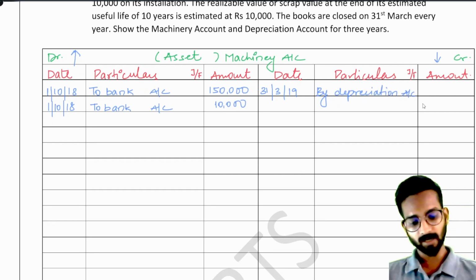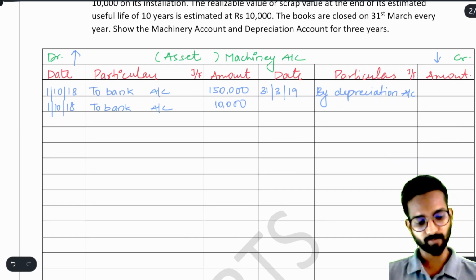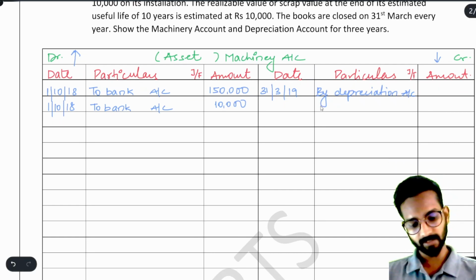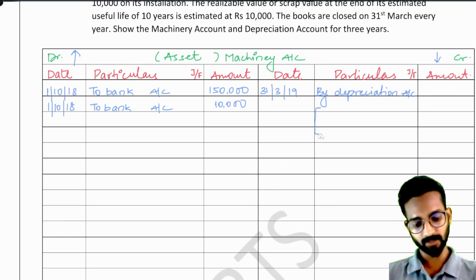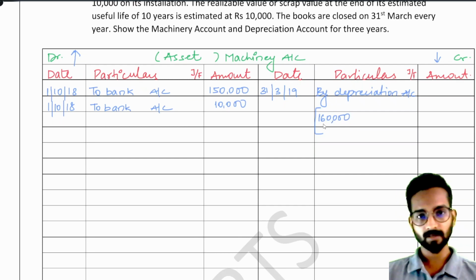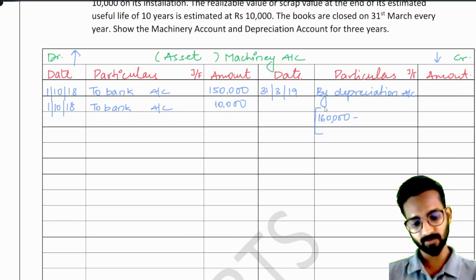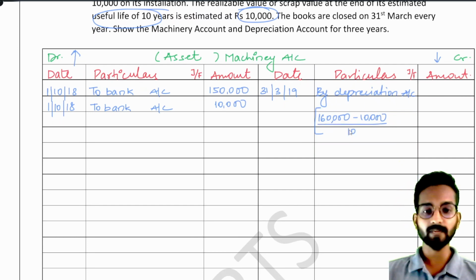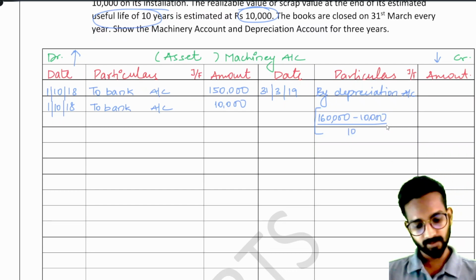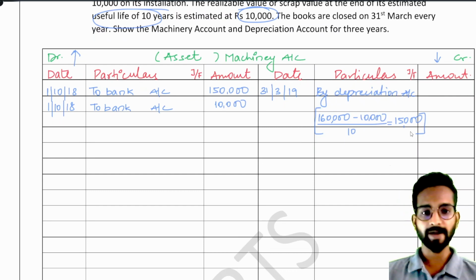Now the question is, how much depreciation are we supposed to charge? Now be with me. I am showing you the calculation. What is the total cost? 1,60,000, minus scrap value. How much is the scrap value? It is estimated at 10,000. Minus 10,000. What's the useful life? 10 years, divided by 10 years. This will give you depreciation for one particular year. So it will be around 15,000 rupees. Now what will we write? By depreciation account 15,000 rupees.